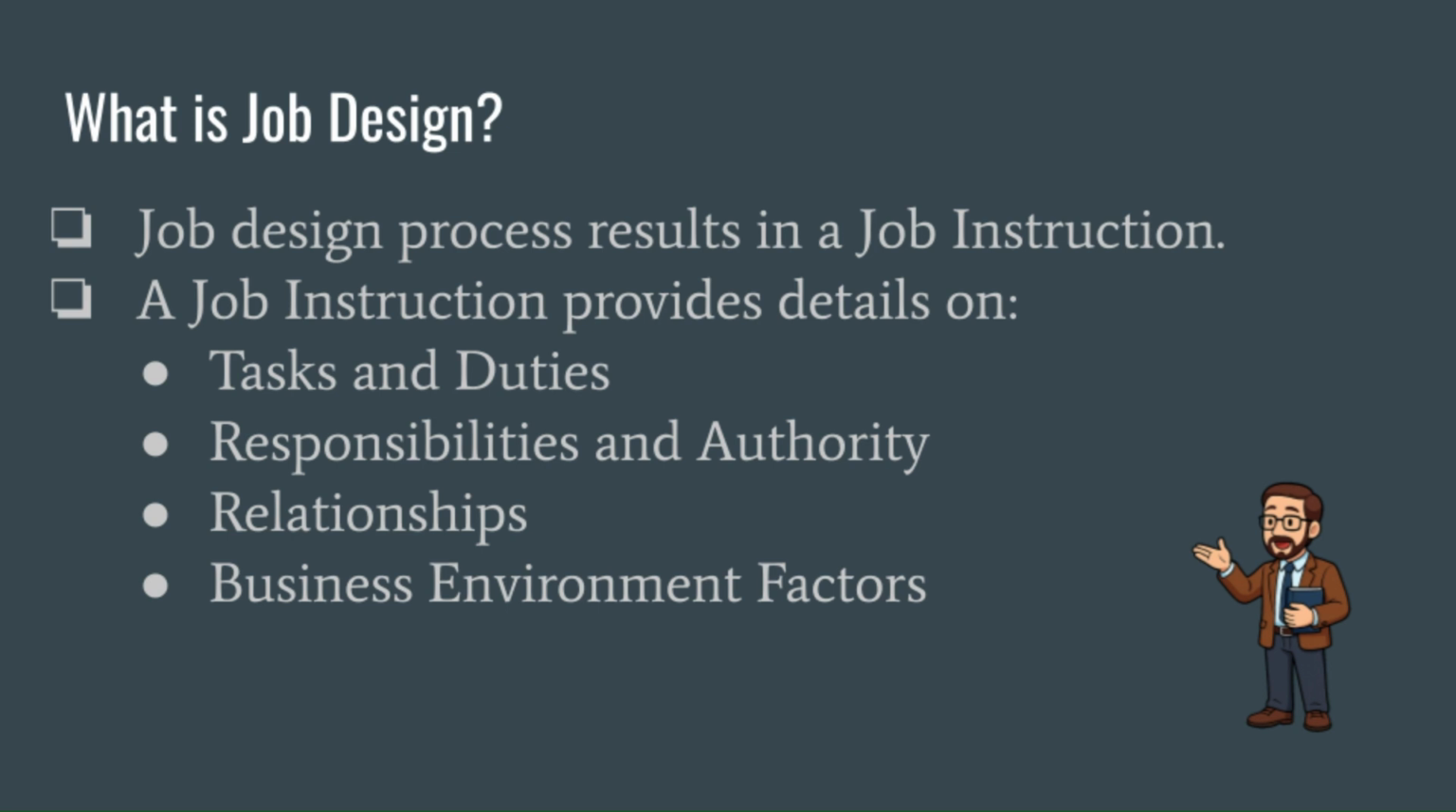A job instruction provides details on tasks and duties, responsibilities and authority, relationships, business environment factors. Tasks and duties, the specific activities and obligations of the job. Responsibilities and authority, the decisions the job holder can make and the outcomes they are accountable for. Relationships, the reporting lines and interactions with superiors, subordinates, and colleagues. Business environment factors, contextual elements like working conditions, career progression opportunities, and flexibility.